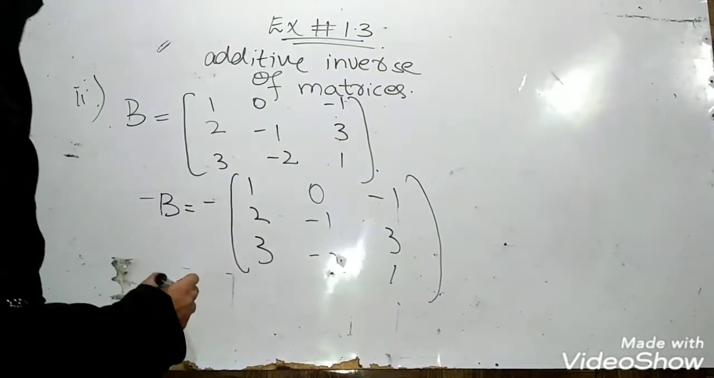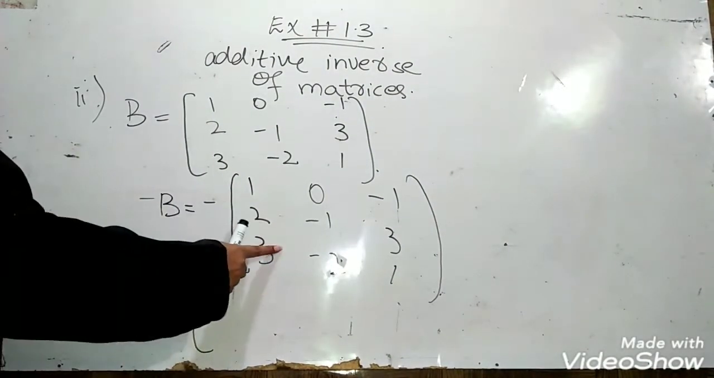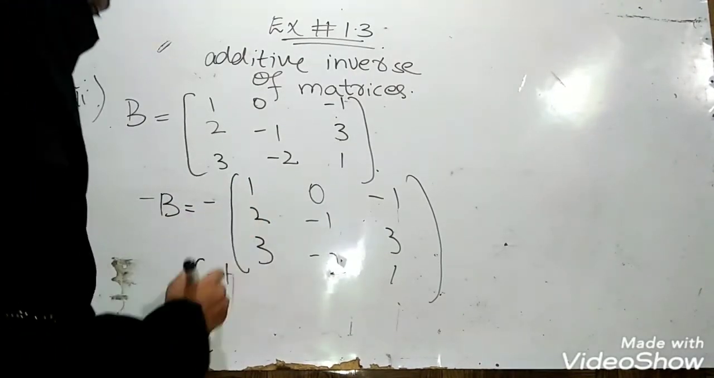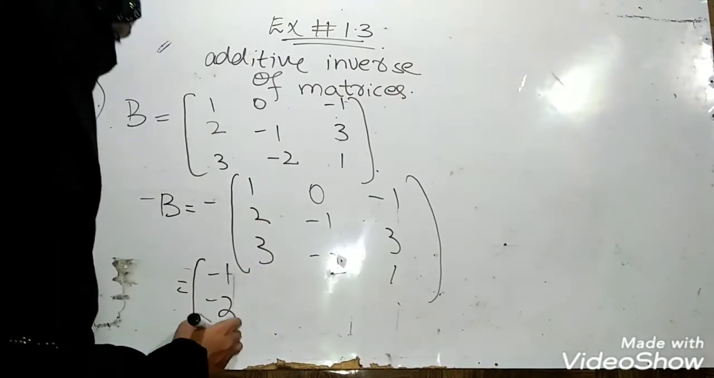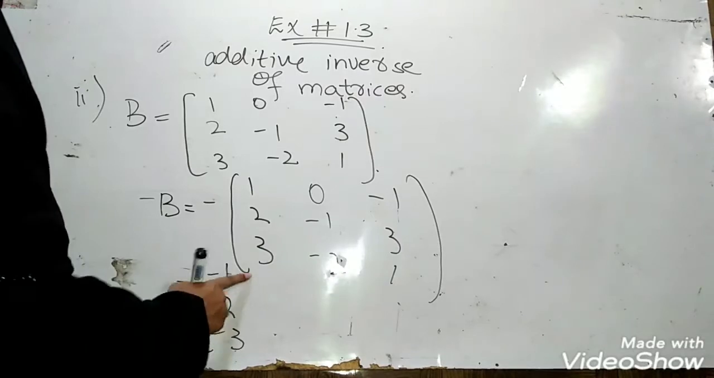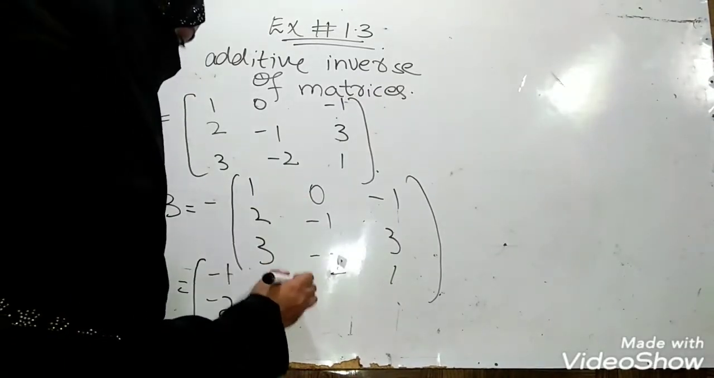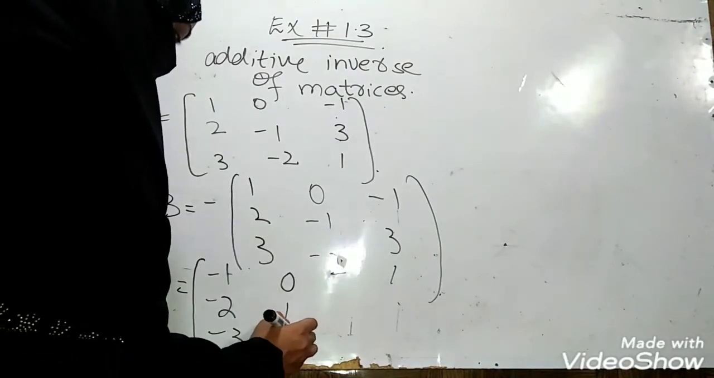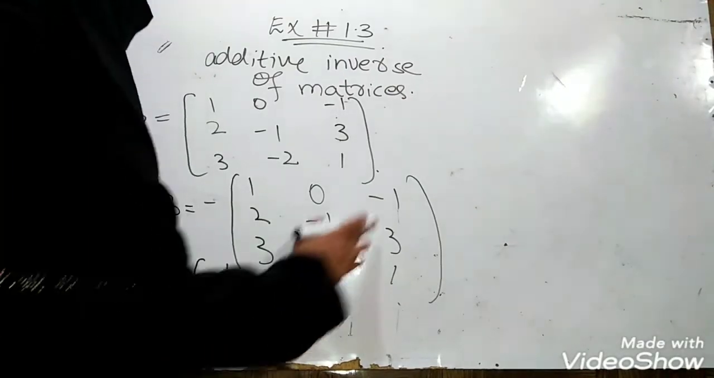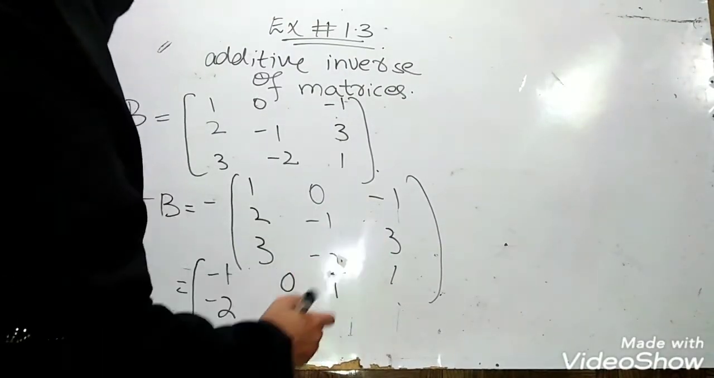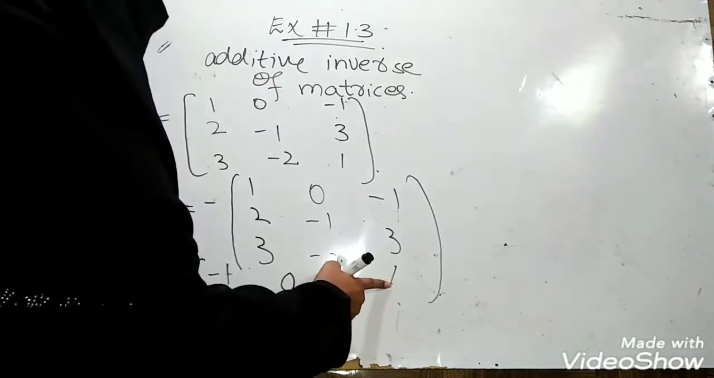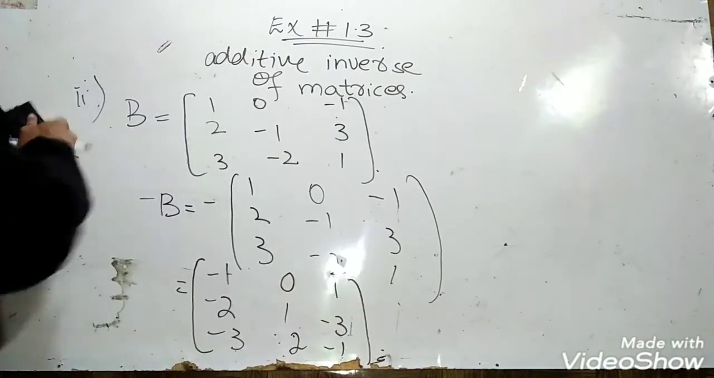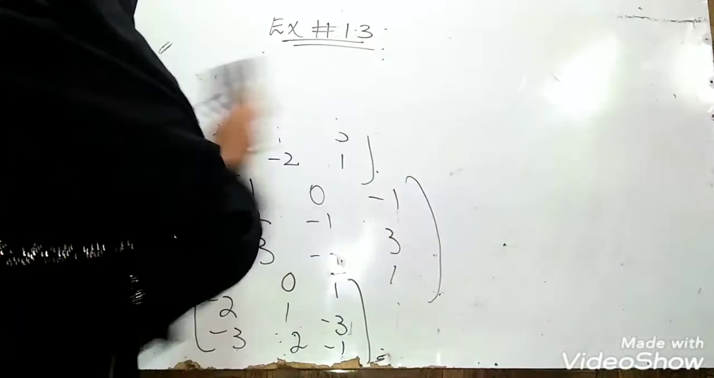Now we can change all the signs of entries. +1 becomes -1, +2 becomes -2, +3 becomes -3. Similarly, 0 remains neutral, -1 becomes +1, -2 becomes +2, -1 becomes +1, +3 becomes -3 and +1 becomes -1. This is the required additive inverse of matrix B. Now we will go towards another question.